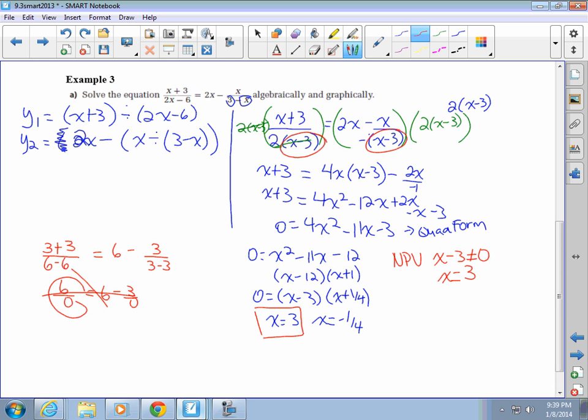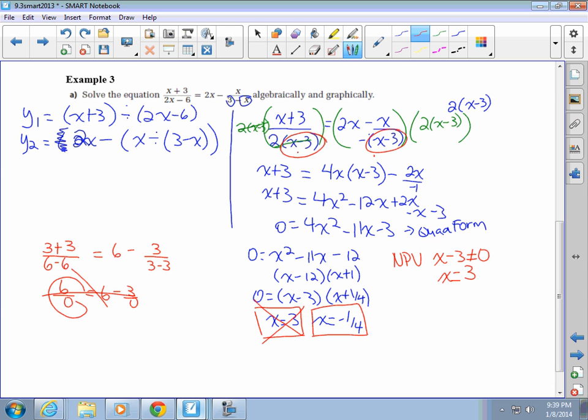So if you didn't catch that right away, in your original equation you have NPVs. That could be how you get rid of it: see what your restriction is, or you can actually do the solve and put both of those in there. So this is your solution, x equals negative 1/4.